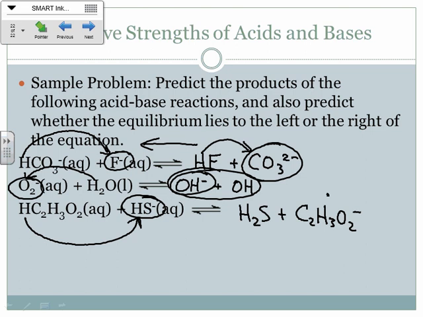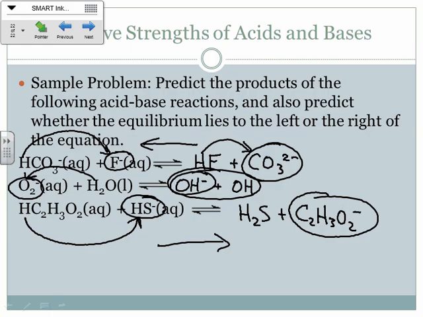So the bases in this situation are the HS minus, because that's the proton acceptor, and on this side, C2H3O2 minus is the other base. So you're comparing those to one another, and it looks like in this case the HS minus is a stronger base. Since it's a stronger base, it's going to tend to accept a hydrogen from the acetic acid more often than the C2H3O2 minus is going to accept a hydrogen from the H2S, which means the equilibrium is again going to lie toward the products. Alright, hopefully that makes sense.